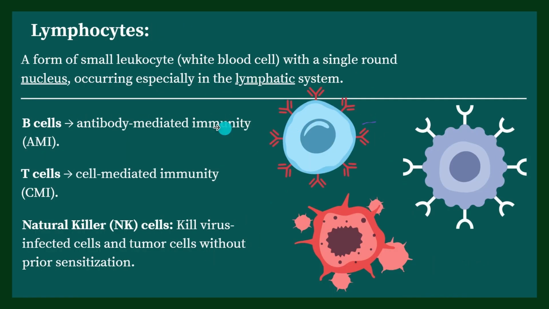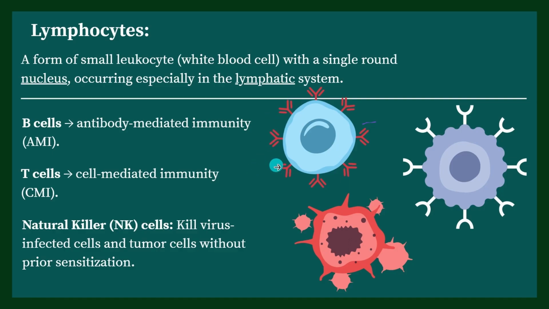Okay, different kinds of lymphocytes that we have are the B cells, which are antibody mediated immunity. I'm going to talk more in detail about antibody mediated immunity and cell mediated immunity, the pathways for those, in the future slides here in the same show.